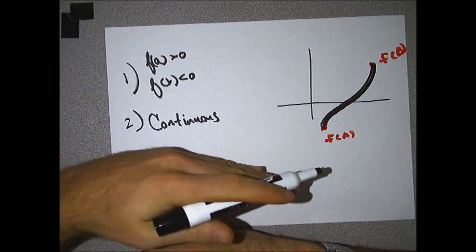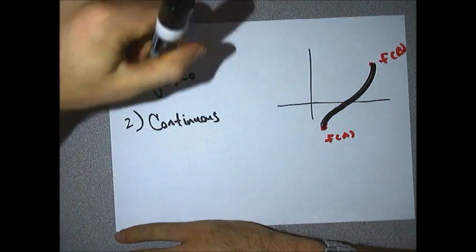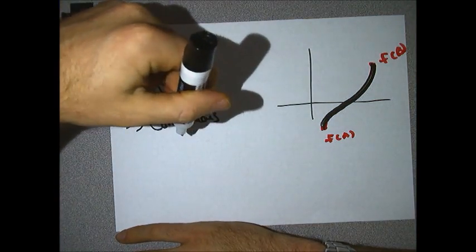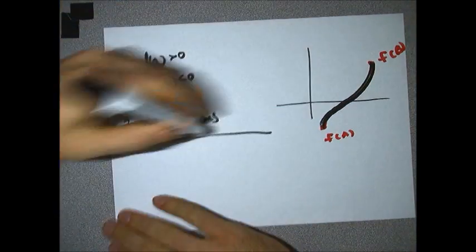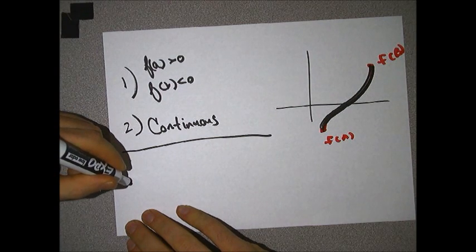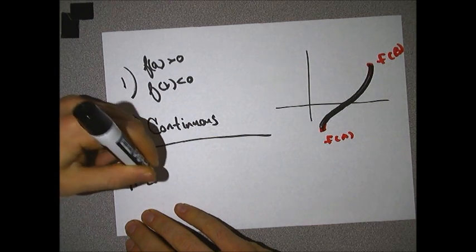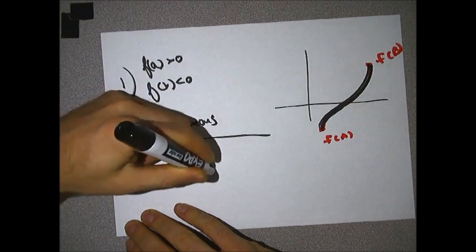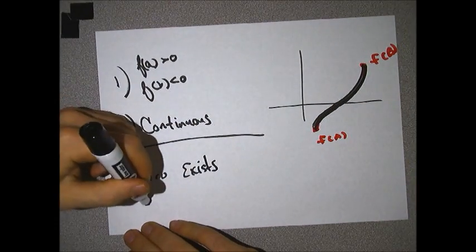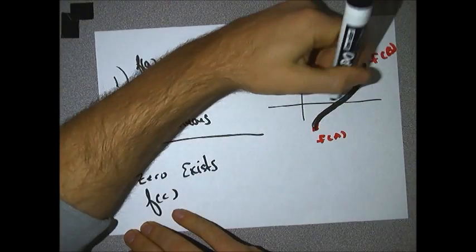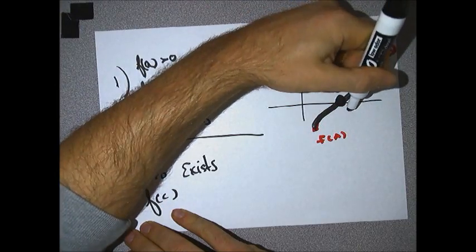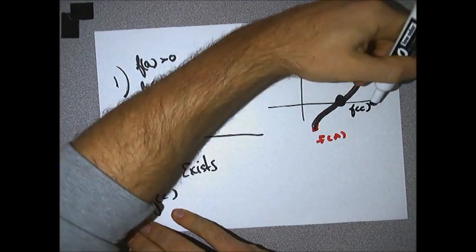If something's below the x-axis and something's above it, meaning positive and negative, and it's a continuous line, then you're guaranteed what result? A 0 exists, and we call that f of c, so then you would highlight that and say this is f of c, and that's equal to 0.